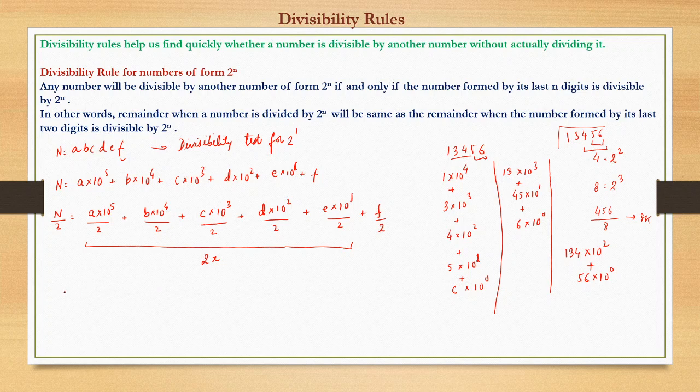So for 2, what we see is, if the unit digit is divisible by 2, then n is also divisible by 2. So this is the way we have seen.